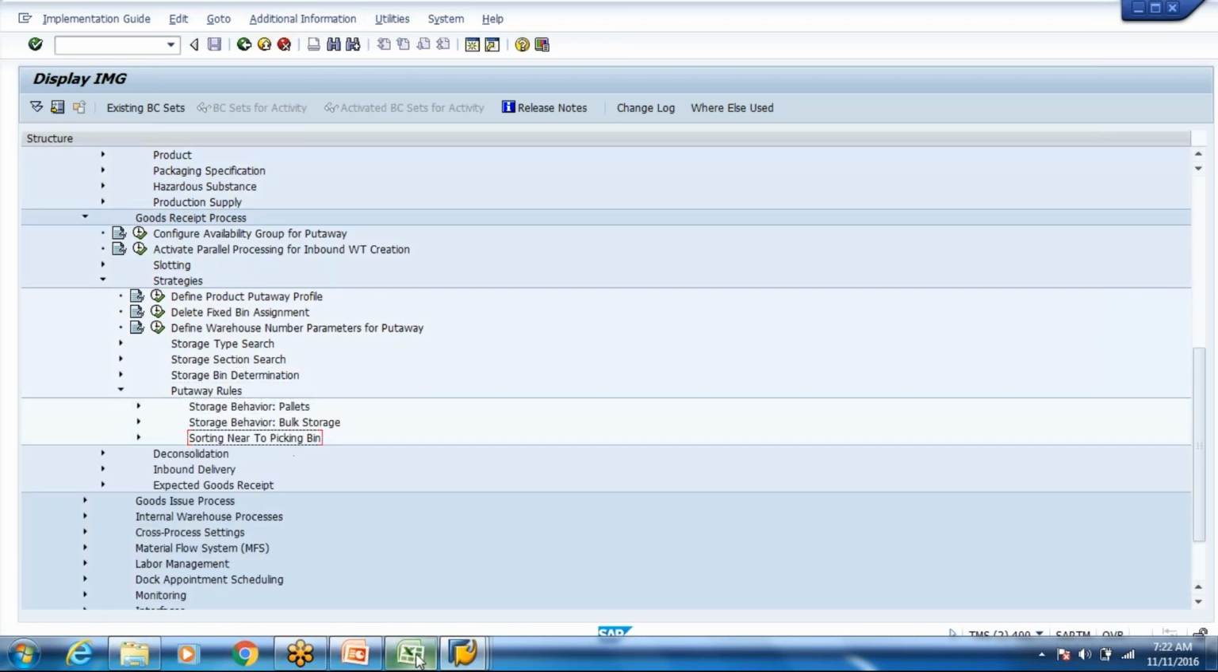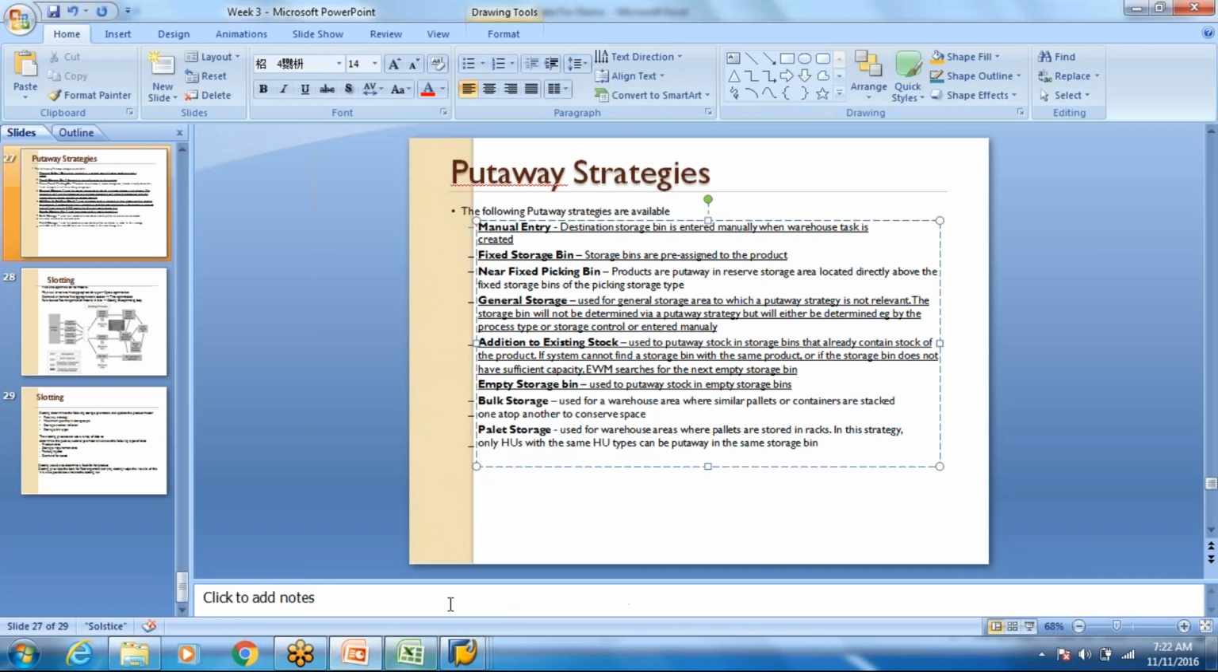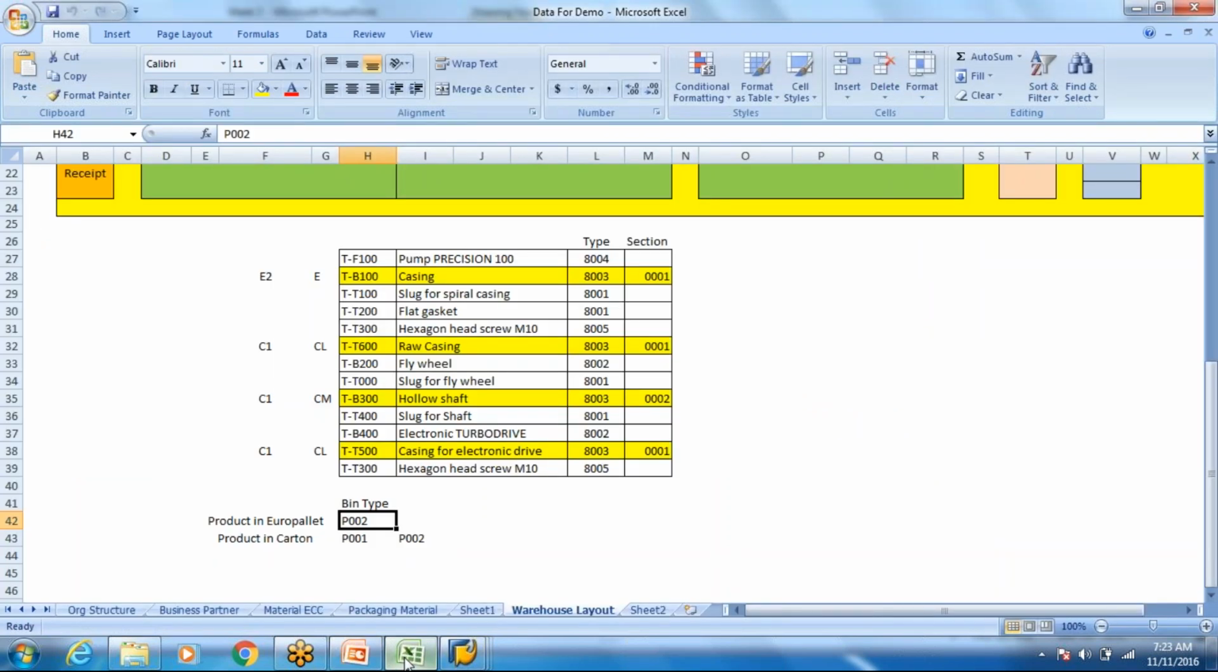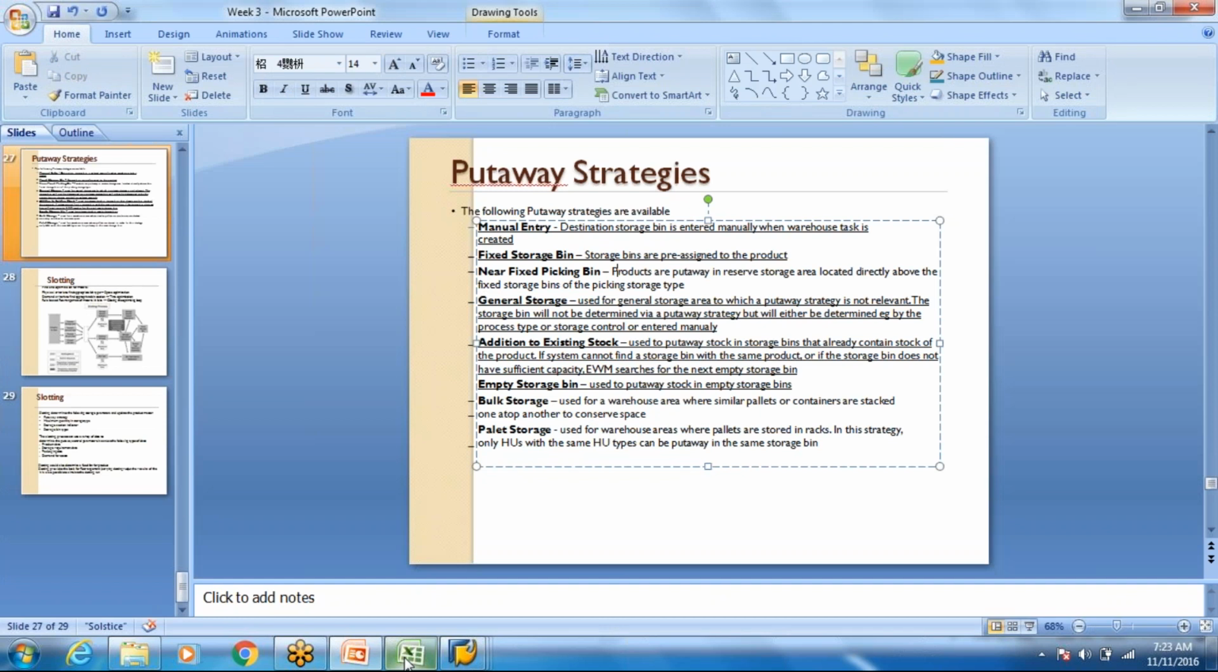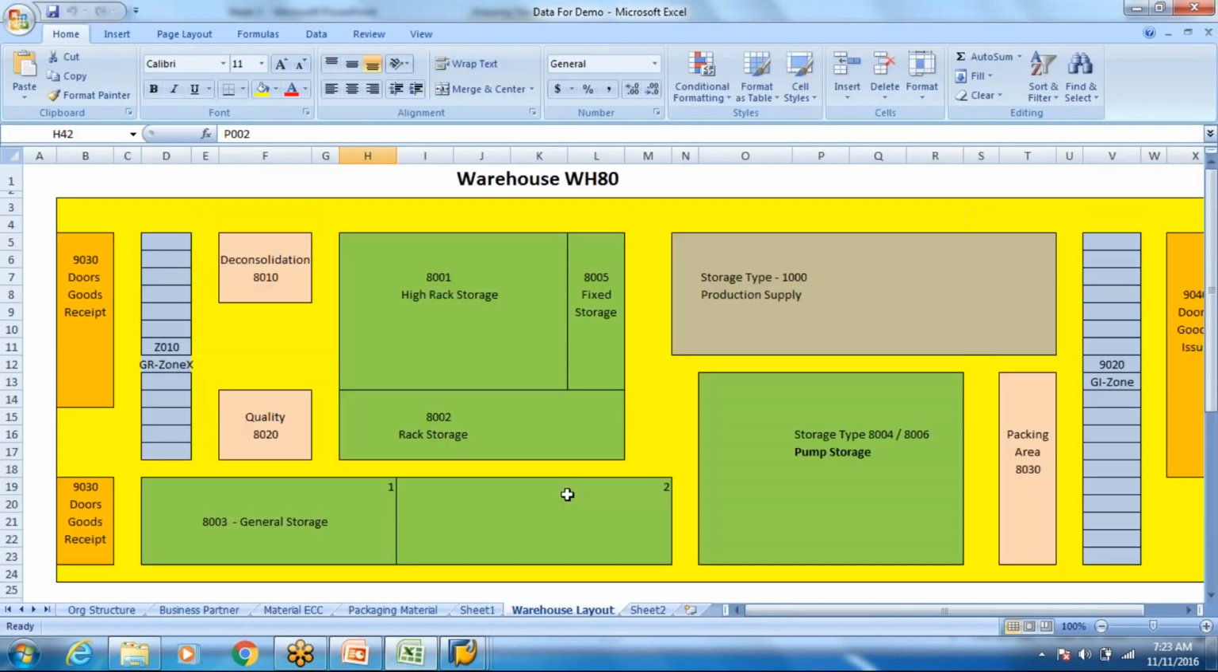Okay, for pallet bulk near fixed bin. So I'll explain you the concept and then we'll revisit those configurations. So the first one is near fixed bin. Okay, so near fixed bin strategy is you are not storing the product in fixed bin. Okay, but you're storing near to that fixed bin. Okay, so let's say for example 8005, it's a fixed bin storage.